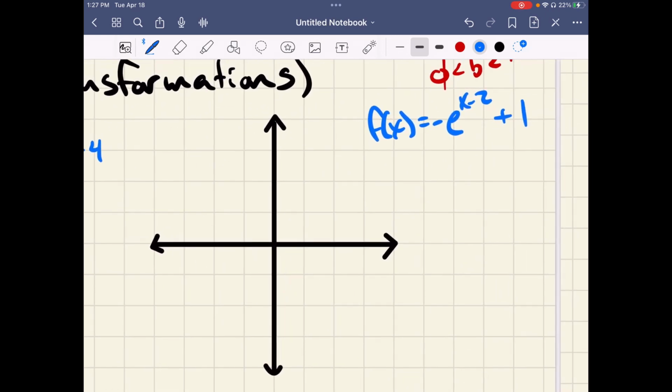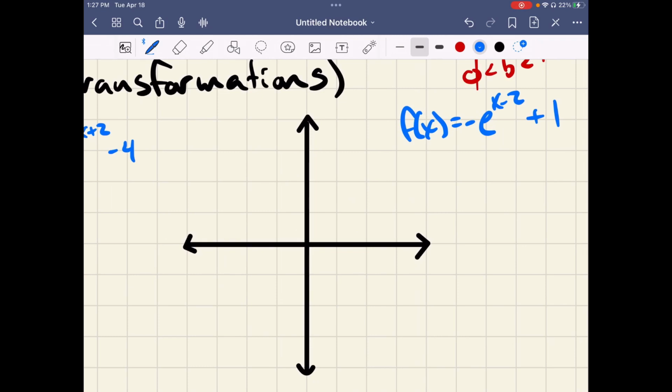All right. So now we're going to look at our new one here. We've got our new function f of x equals -e to the x minus 2, plus 1. Again, I have this e value, right? That is above 1. That negative right here is going to do something to it, but for now, let's just look at this e value of being above 1. So I know I'm going to have growth.